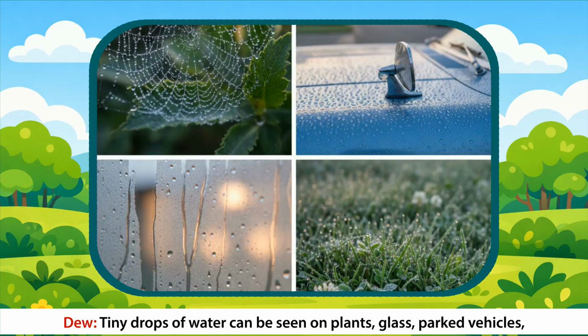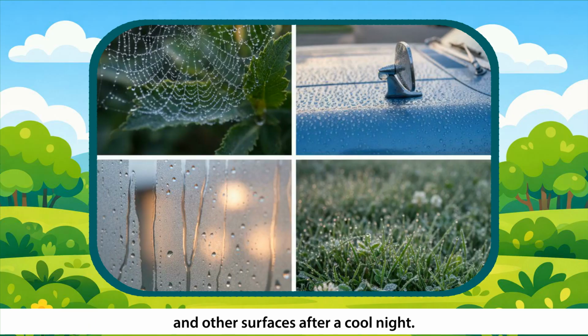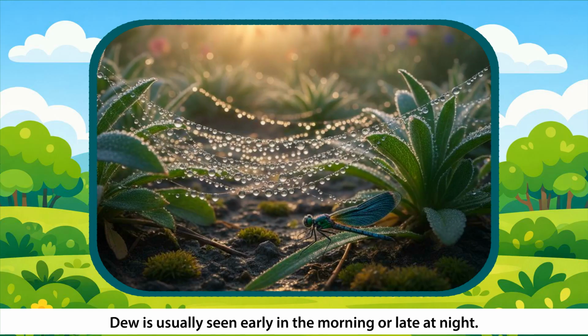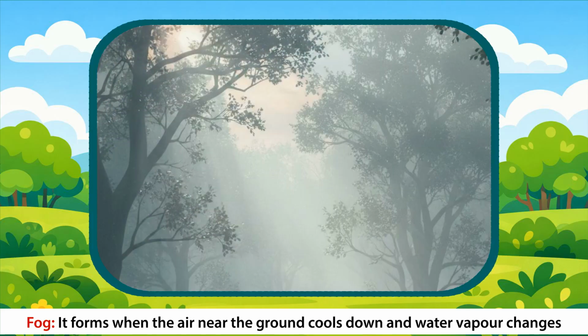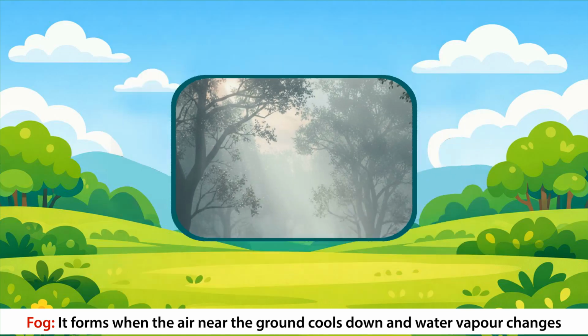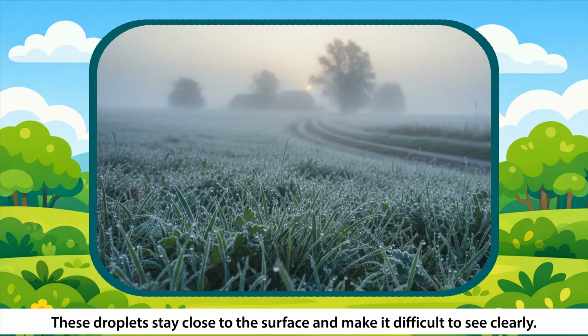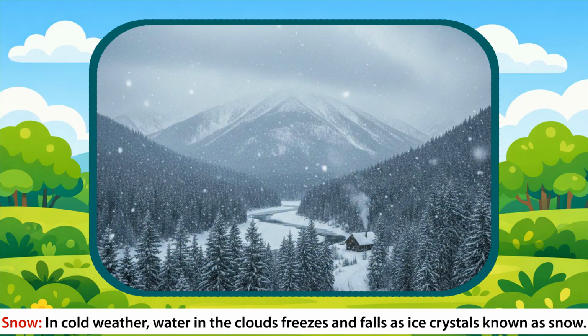Dew. Tiny drops of water can be seen on plants, glass, parked vehicles, and other surfaces after a cool night. Dew is usually seen early in the morning or late at night. Fog. It forms when the air near the ground cools down and water vapor changes into tiny water droplets. These droplets stay close to the surface and make it difficult to see clearly.